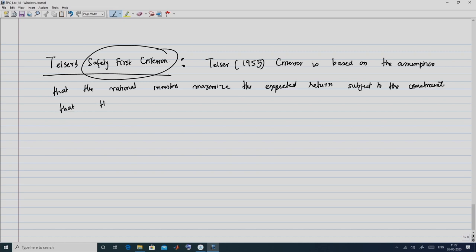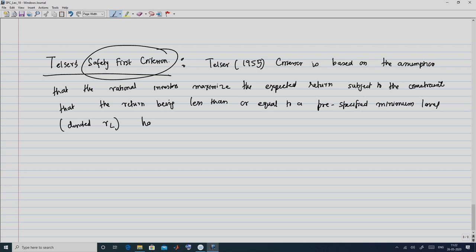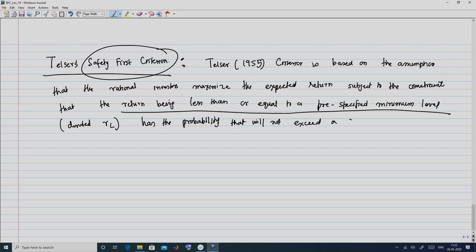that the return being less than or equal to a pre-specified minimum level, which we'll denote as before by RL, has a probability, that is, the probability of return being less than or equal to the pre-specified level RL, will not exceed a given probability.